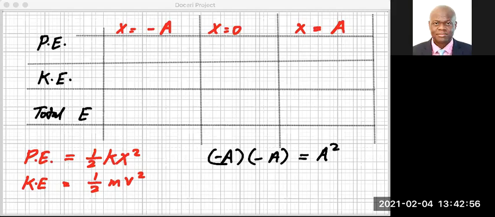2 times 2 is not 2. It's 2 squared, which is 4. So a times -a times -a. So if we plug it in here, we're going to have 1/2 k into -a squared, which is just 1/2 k a squared.